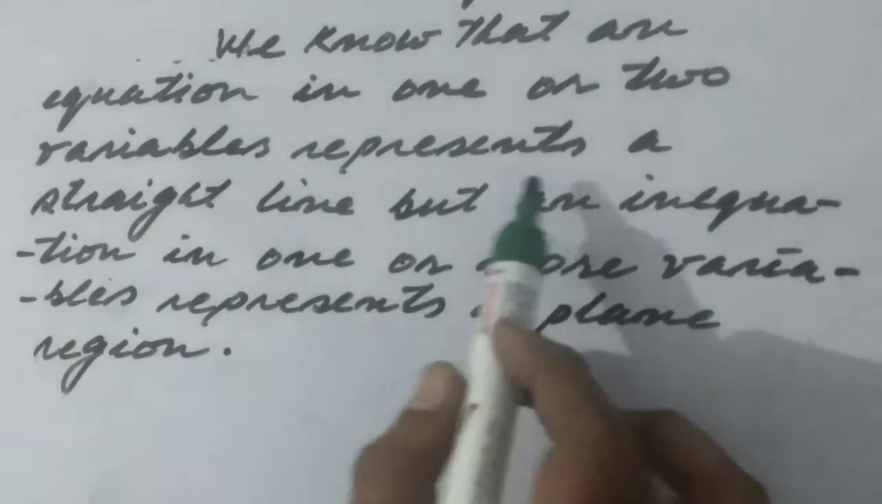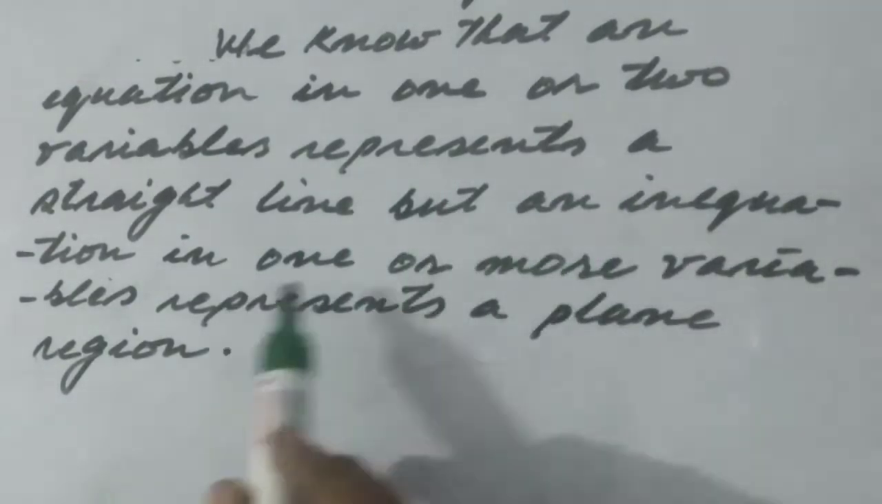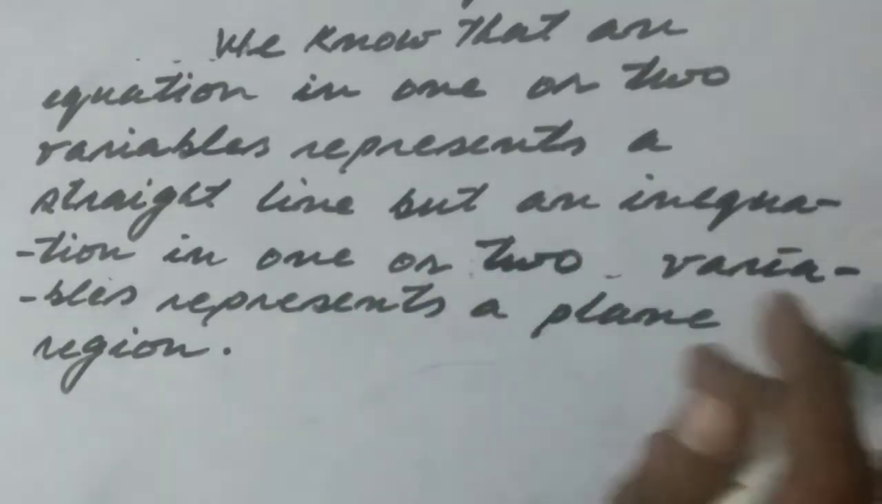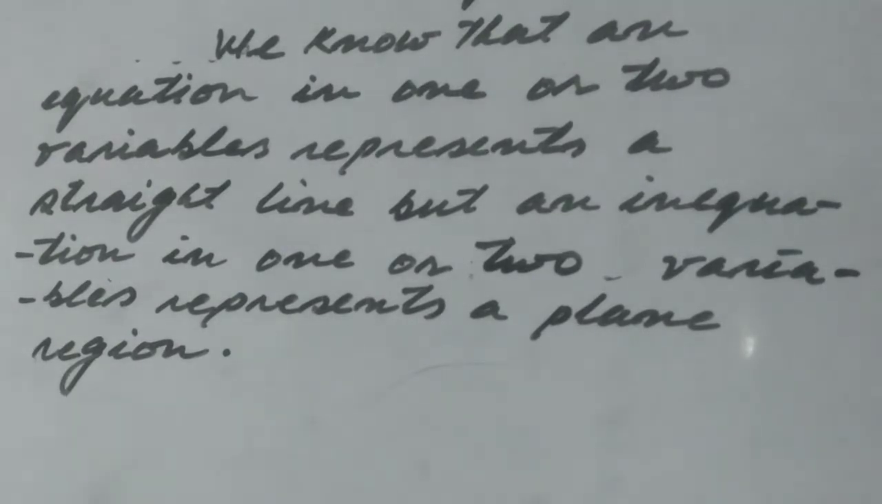We know that an equation in one or two variables always represents a straight line, but an inequation in one or two variables represents a plane region. So now I will explain these two concepts, that is the equation in comparison with inequation, to make you understand clearly with the help of some graph.